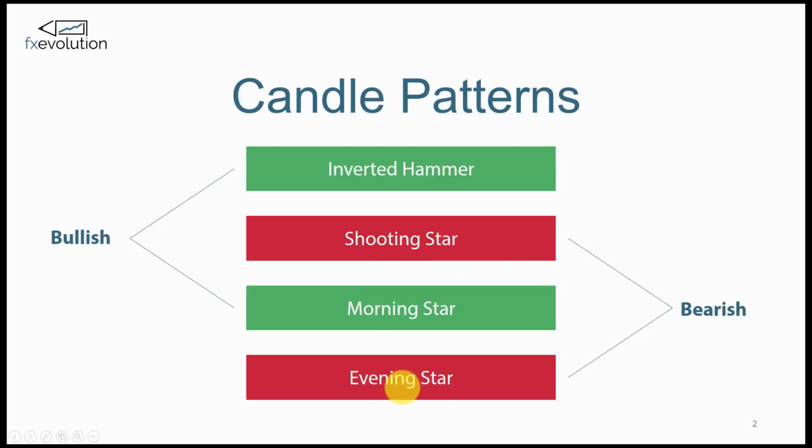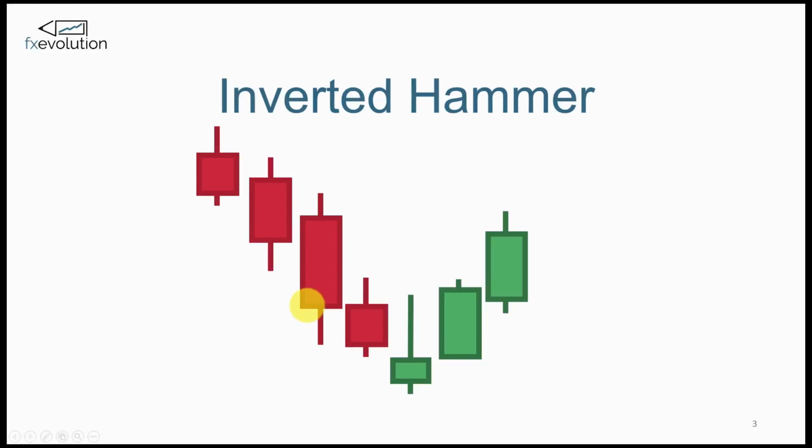The shooting star and evening star are the direct reversal, so they're bearish patterns. And what this means is that we've had a bullish trend or upward trend, then we've seen a shooting star or evening star, and these are signifying the beginning of a bearish or downward trend. So let's begin by taking a look at the inverted hammer.